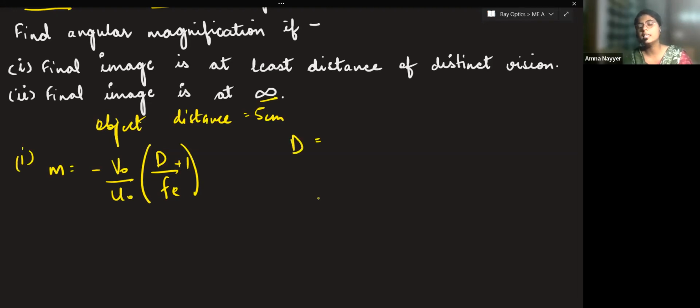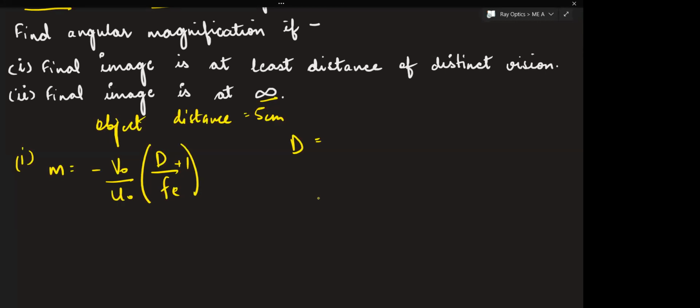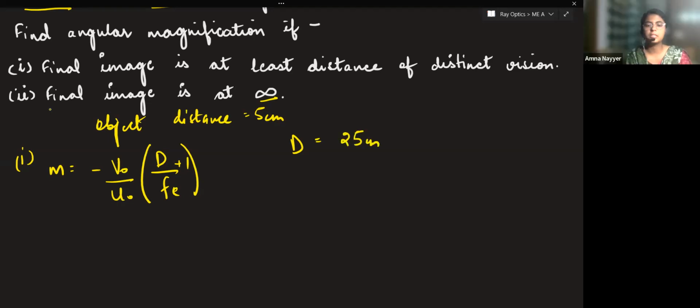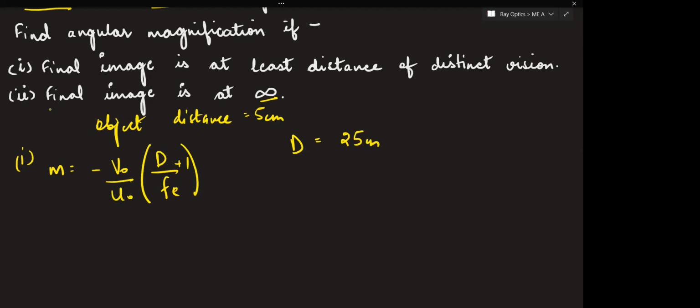See, least distance of distinct vision. Apart from Fatima, Sarah, what is least distance of distinct vision for human eyes? 25 centimeters. This is 25 centimeters. Should I write minus or plus, Sarah? Minus.